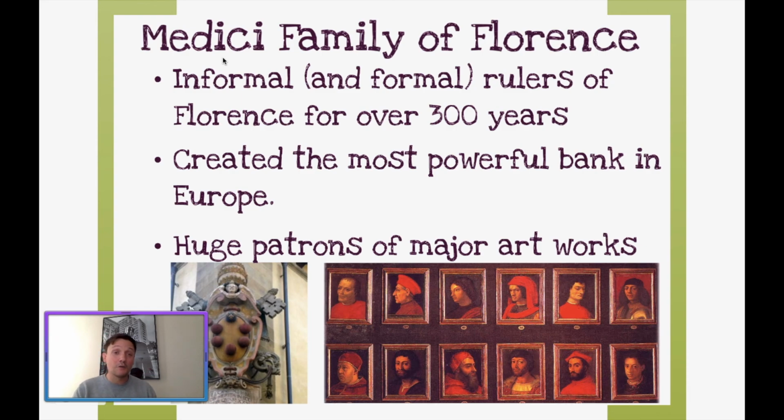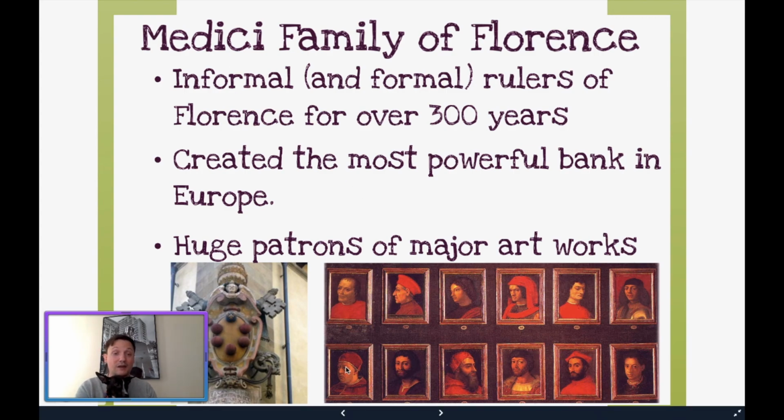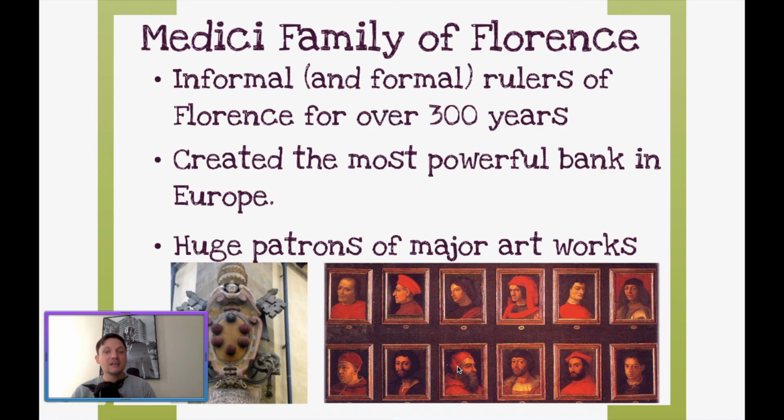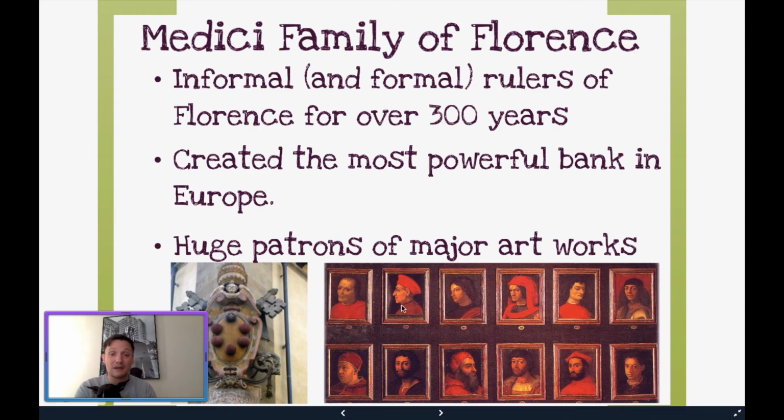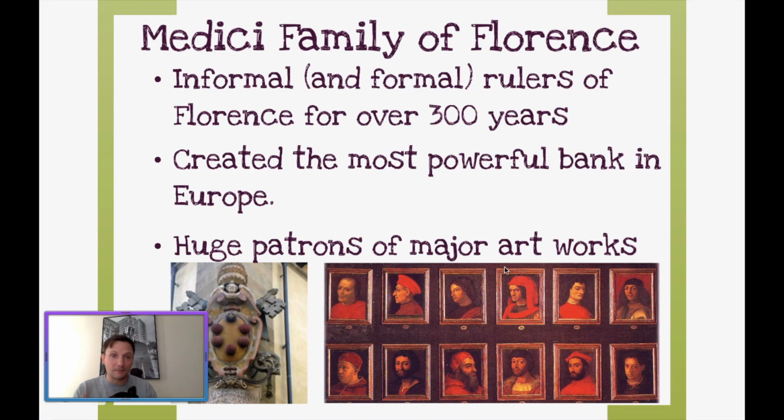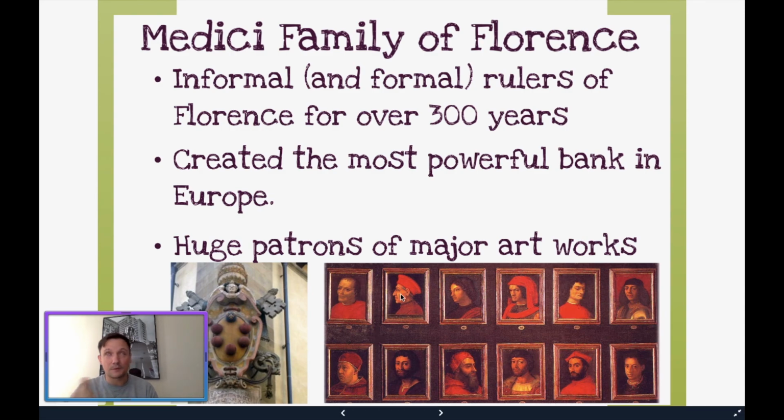So all you need to know is that the reason why they were so powerful and why their family ruled over Florence for over 300 years, and not only ruled over Florence, but also had, count them, 1, 2, popes in their family, which is bananas, is because they created the most powerful European bank. That bank in Florence is the Medici Family Bank, right? And because they had so much money, they became huge patrons of major artworks, right? The first two to set that tone were this guy right here, known as Cosimo the Elder, and Lorenzo il Magnifico Medici, right? Cosimo the Elder paid for the Primavera, the Birth of Venus.